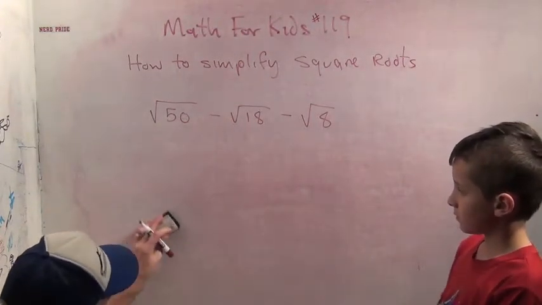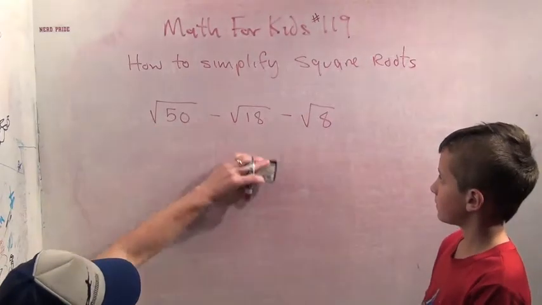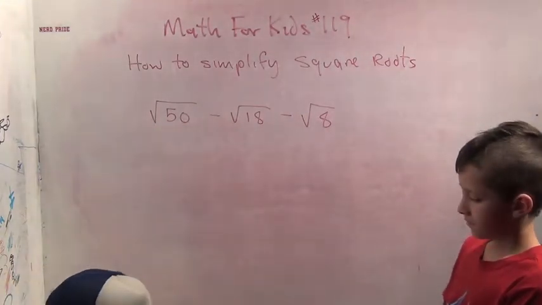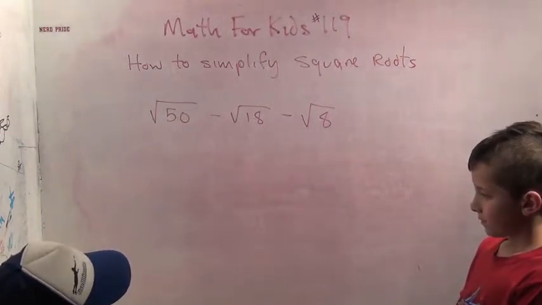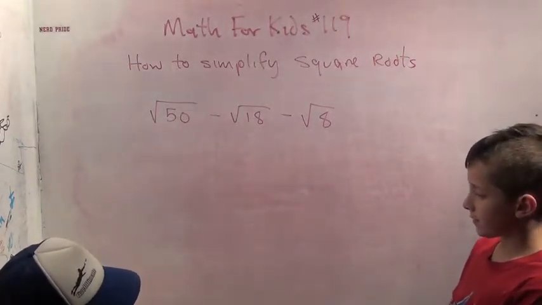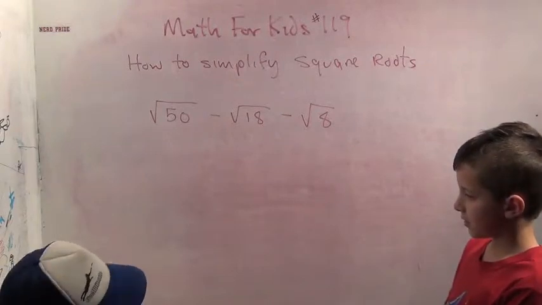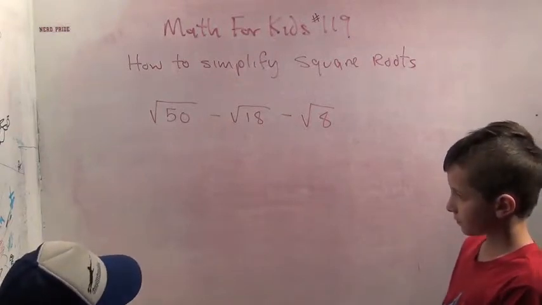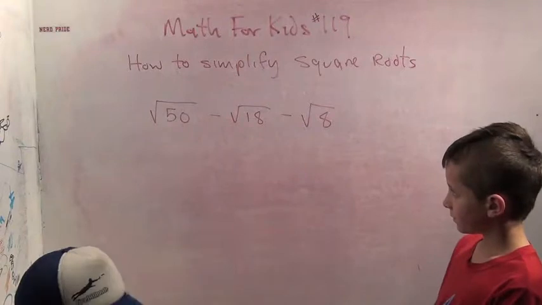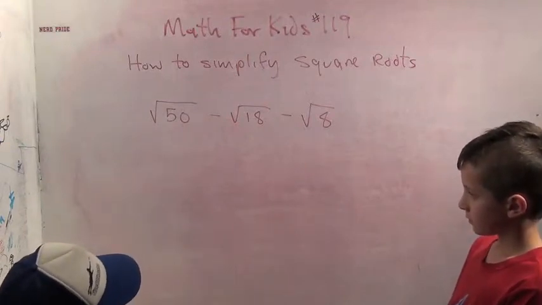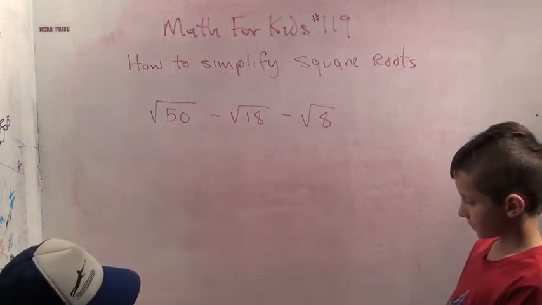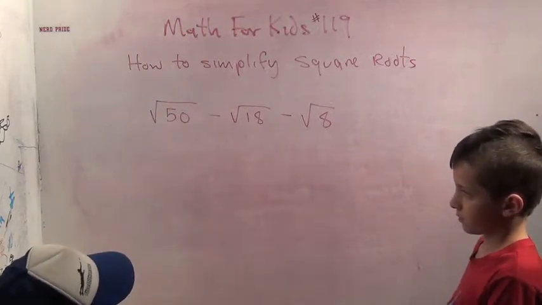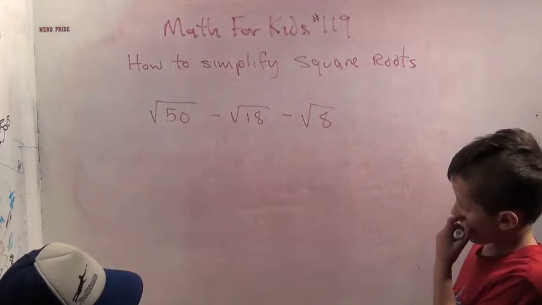We have the problem: simplify the square root of 50 minus the square root of 18 minus the square root of 8. What's the one thing we've talked about with square roots? You can't subtract square roots. Addition and subtraction with square roots doesn't work super well, so we have to figure out other ways to simplify. We can't just do the square root of 50 minus the square root of 18. So, what do you want to try?